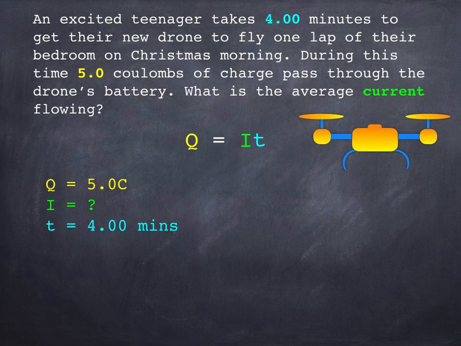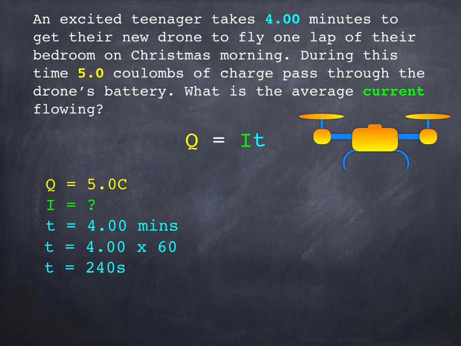And you'll notice that time here has been given to us in minutes, so we need to convert that first of all into seconds. 1 minute is 60 seconds, so 4 minutes times 60 will give us the time in seconds, 240 seconds.